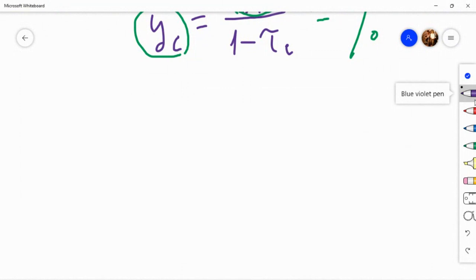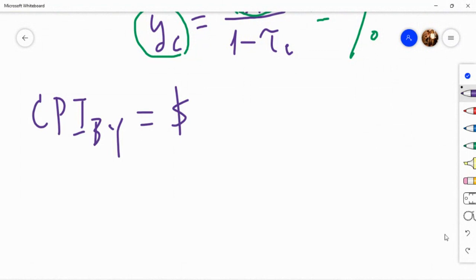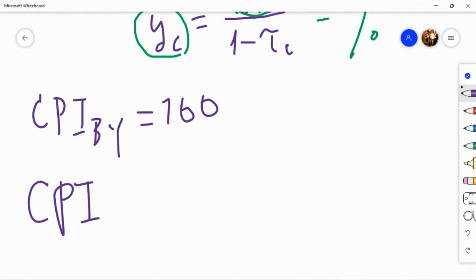Yeah, CPI of the base year, right? Base year is always not dollars, it's an index number, so not dollars, but just 100. And the CPI, for example, and then the CPI of the current year, let's say, if it is 200, what does that mean?